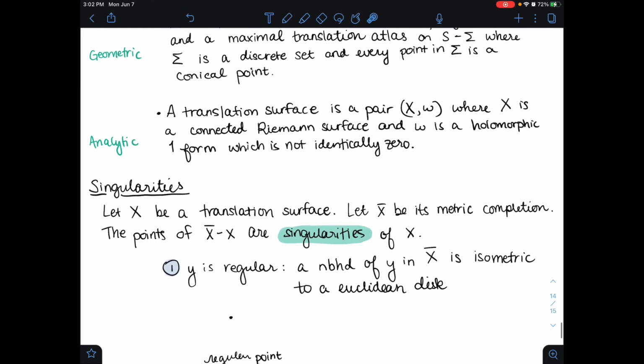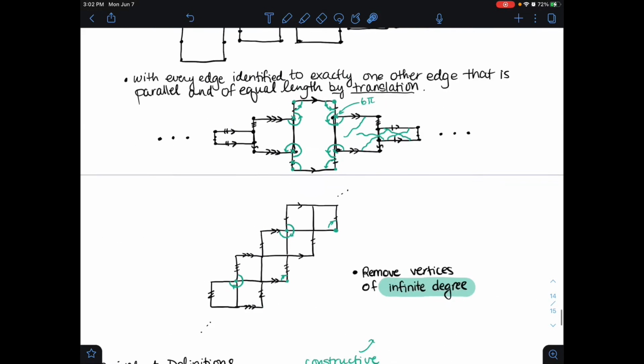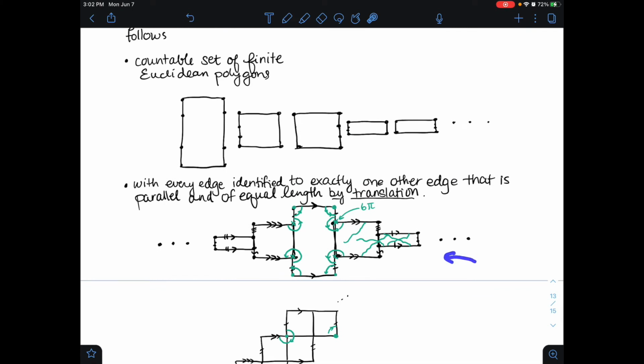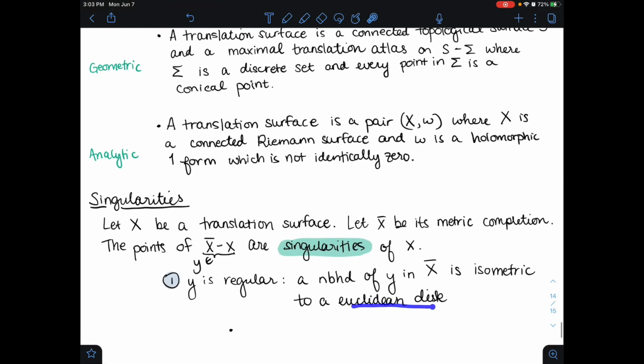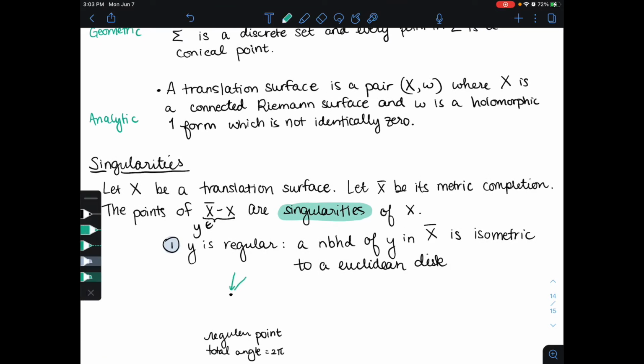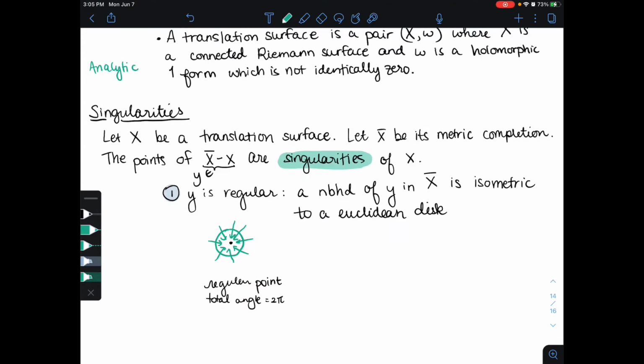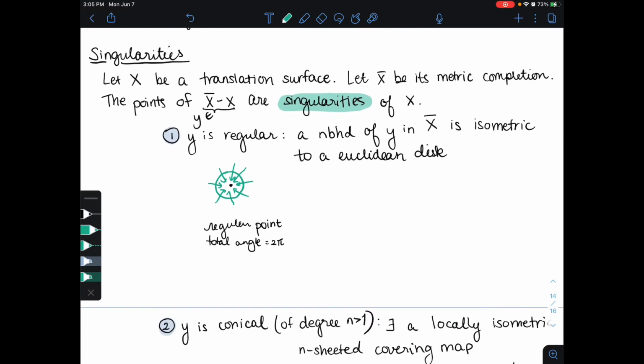So let's say we had y in X bar minus X. y is a regular singularity if we take a neighborhood of y in X bar and it's isometric to a Euclidean disk. So an example of that is when we looked at that surface with the infinite steps earlier. You can think of another translation surface, which is almost the same, except we remove this point here. In that translation surface, that point would still be in the metric completion, and so that would be a regular singularity, because an epsilon neighborhood of it would be this ball here, which is exactly isometric to a Euclidean disk. If we look at all the different ways to linearly approach this singularity at unit speed, we see that we have a circle's worth of ways, and we can measure that circle. The total angle is going to be 2 pi, and we measure just by comparing to little angle sectors of Euclidean space.